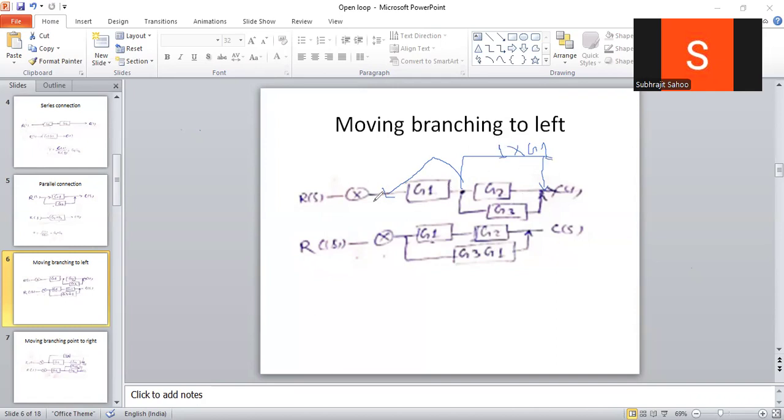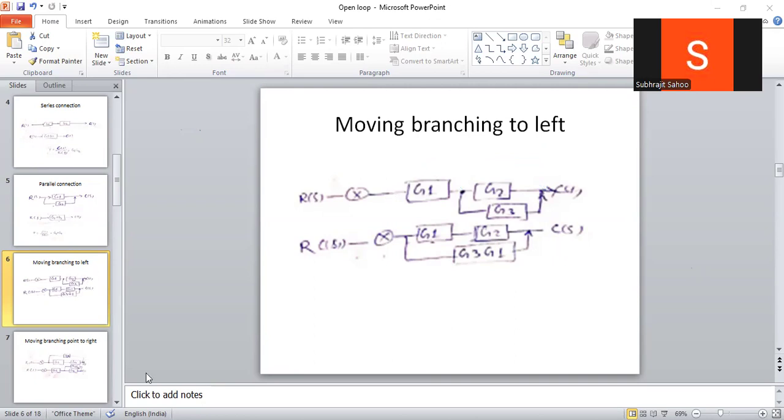To the left of which block you are moving, that block is directly multiplied. If a block is already there, then that block into the block you are moving to the left of. If the block is not there, it will be treated as 1, and then it becomes G1. So this is the point you have to remember: if a block is there, the block will be directly multiplied; if no block is there, it will be treated as 1.